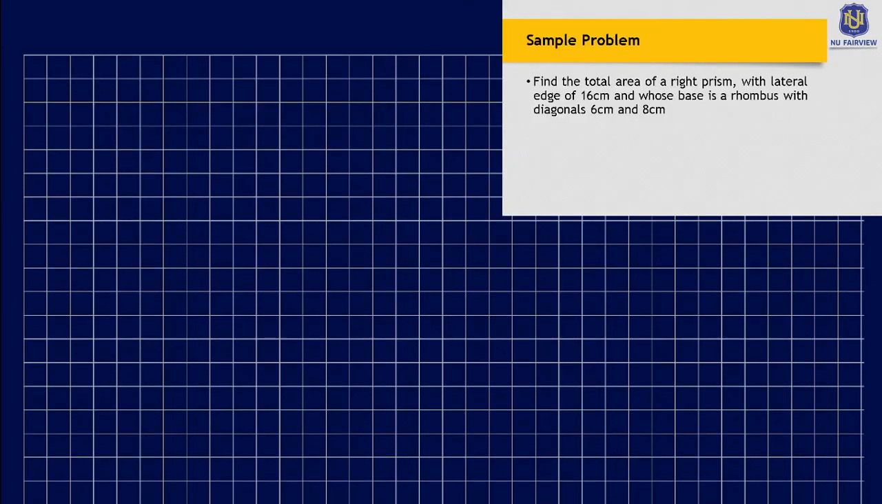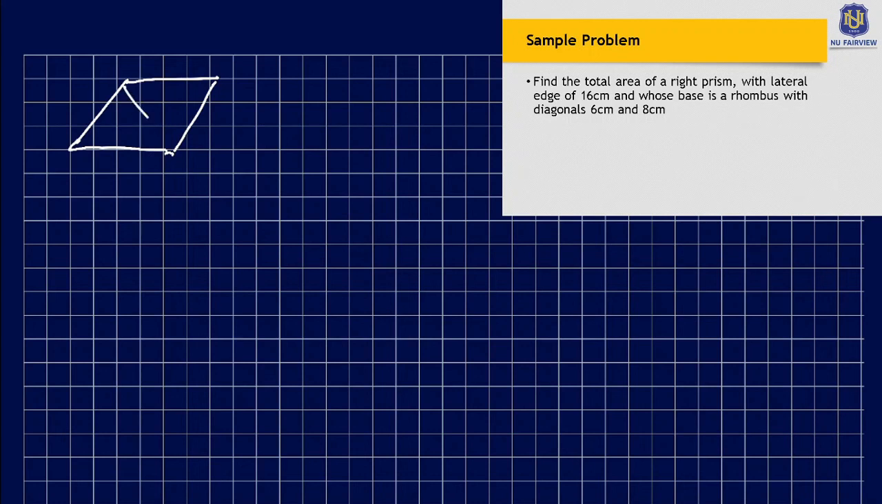Now, let's try to have a sample problem for the lateral area. So, here, it says that we have to find the total area ng isang right prism with the lateral edge of 16 cm and whose base ay isang rhombus na may diagonals naman na 6 cm at saka 8 cm. So, drawing natin yung figure. So, sabi dito, yung base nyo is a rhombus. So, drawing tayo dito na rhombus. So, I hope tandaan nyo pa kung ano rhombus. At yung rhombus na yon ay may diagonal na 6 cm at saka 8 cm.